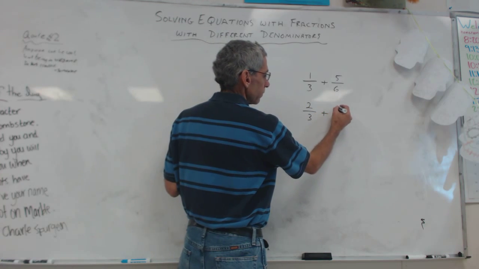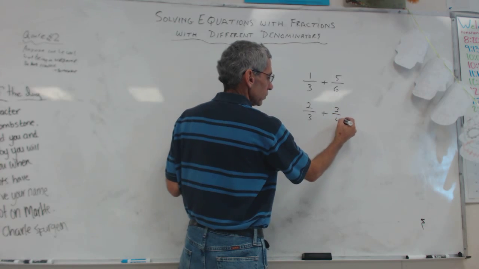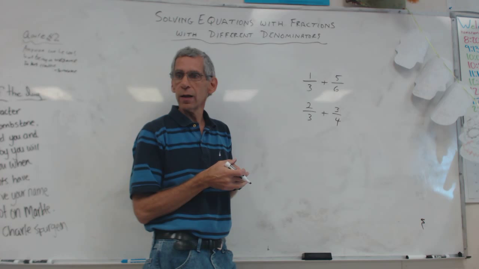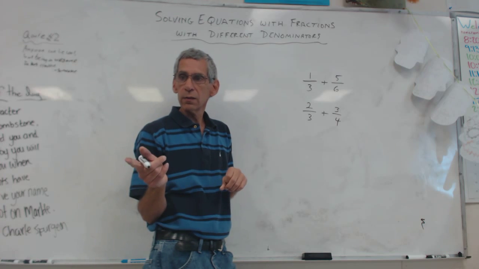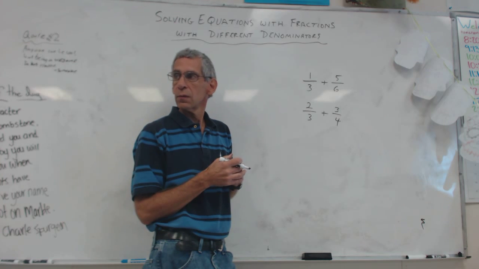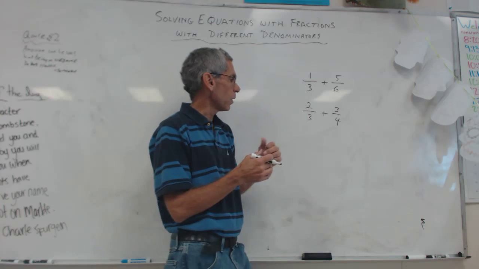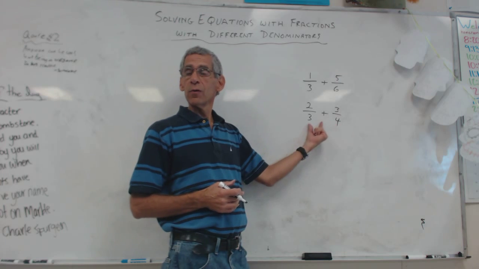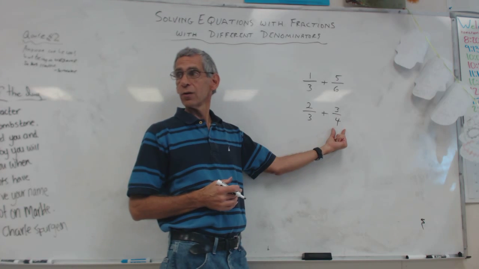What about this? 2/3 plus 3/4. What would be my lowest common denominator? 12. Do you agree? Yeah. Lowest common denominator would be 12. In this case, I take the bigger number, and 3 doesn't go into the bigger number. 3 doesn't go into 4.